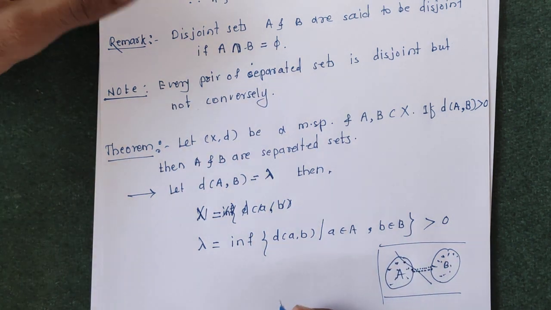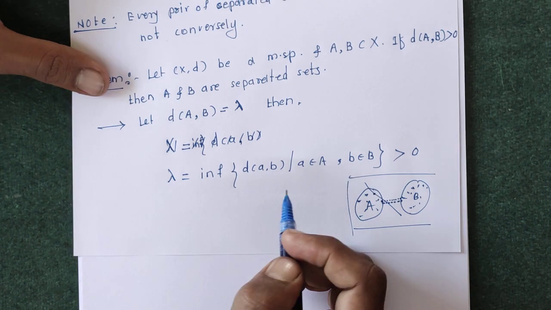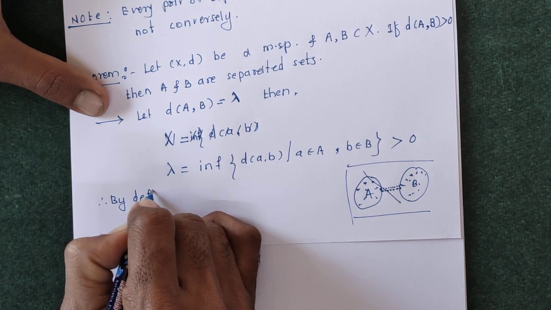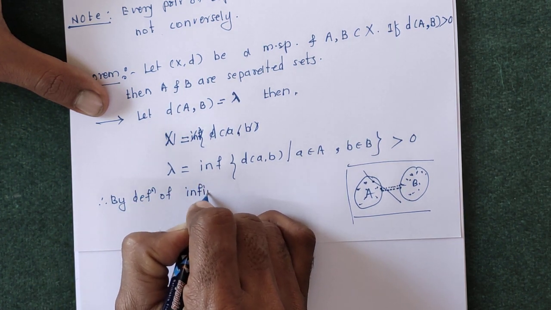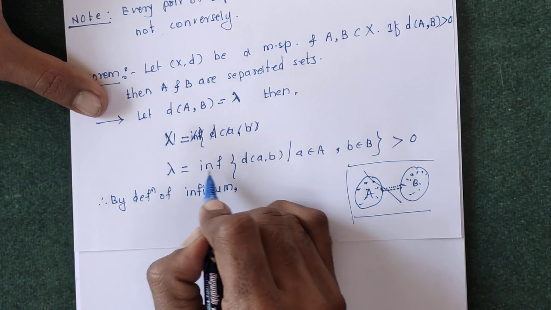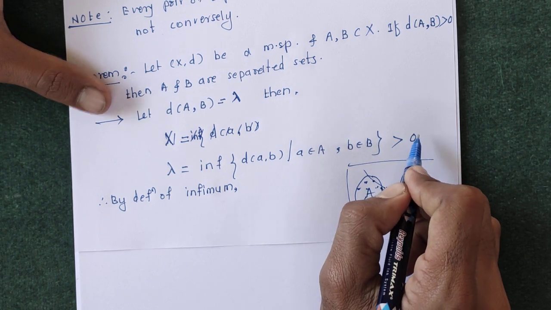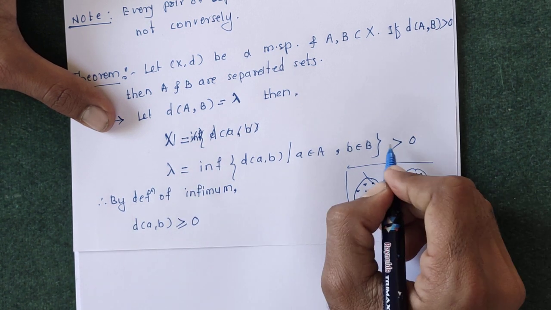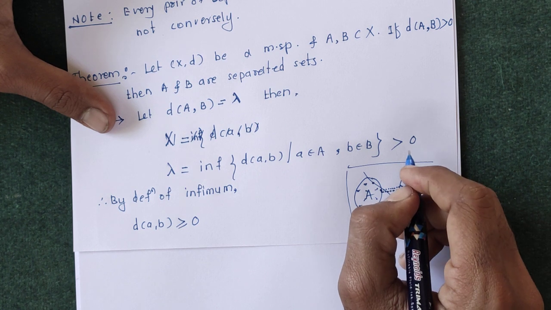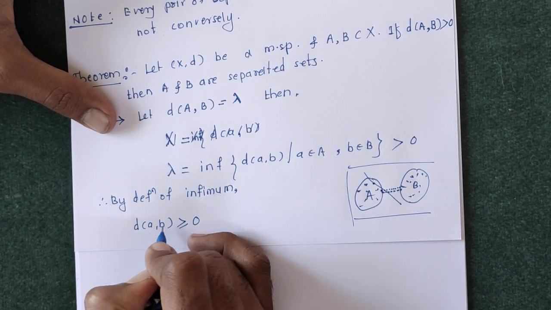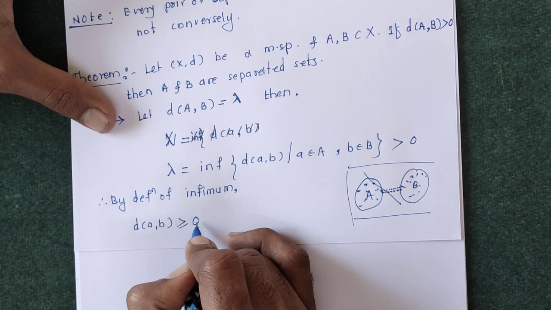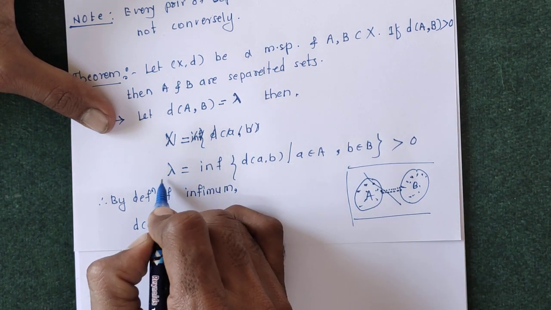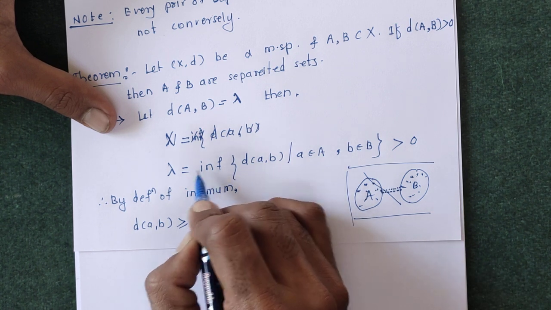So we can use the definition of infimum. That is, infimum means the smallest among all the elements. So therefore by definition of infimum, the infimum of distance of AB is greater than 0. So we can write distance of AB is greater than or equal to 0, since it is strictly greater than 0. Infimum of distance between these two elements is equal to lambda.